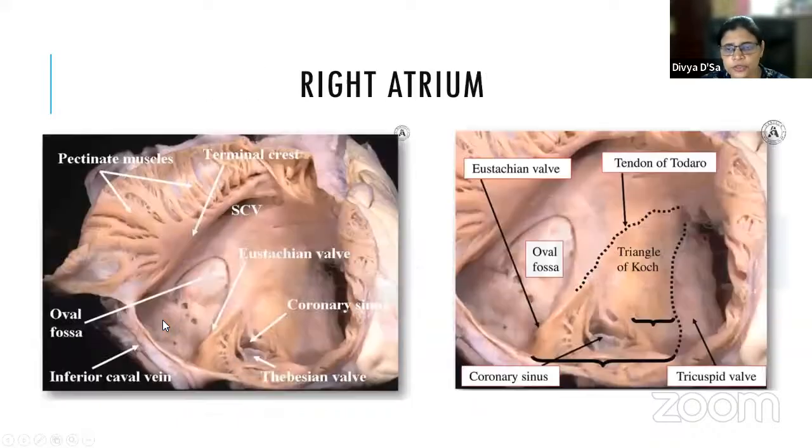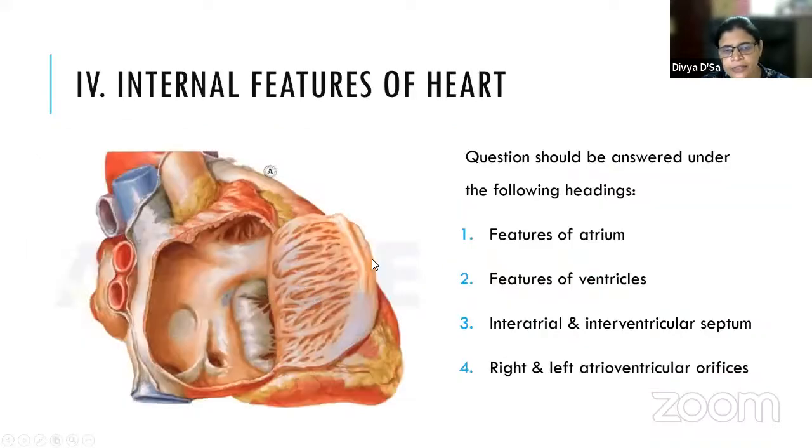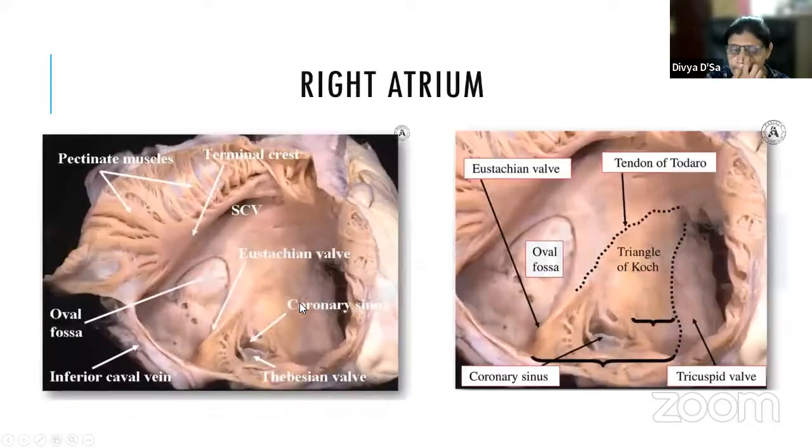So first, coming to the features of the right atrium. This is the right atrium. It has an anterior wall, and this will be the posterior wall. The posterior wall is smooth, the anterior wall is rough. The anterior wall is rough because of the presence of musculi pectinati, or pectinate muscles. The posterior wall is smooth, and the junction of the posterior wall and the anterior wall, we call the crista terminalis.